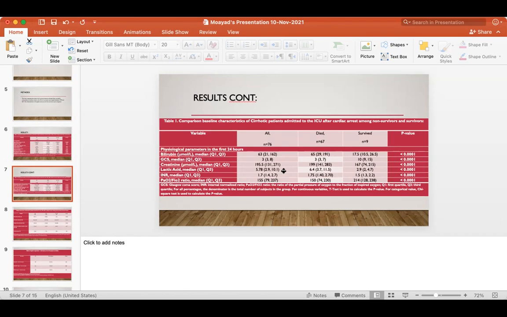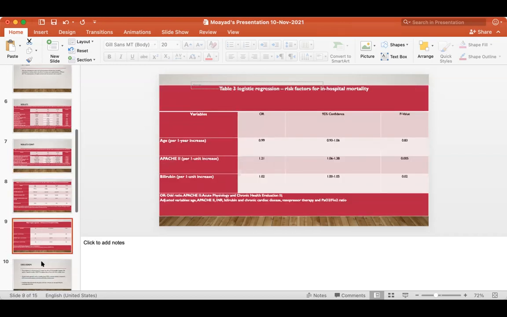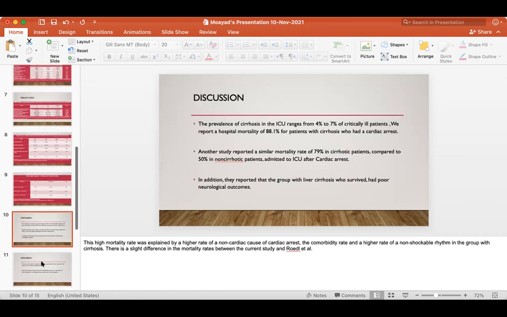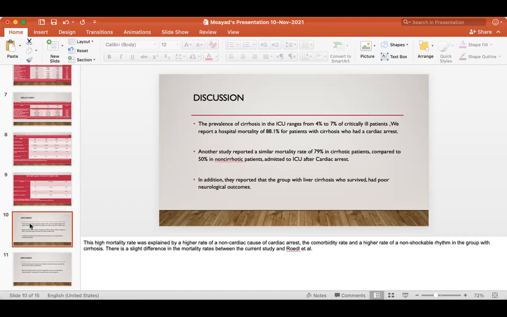So this is the first 24 hours in the ICU? Yes. Post cardiac arrest? Yes. How about the rhythm, Dr. Moyed? Yeah, we have non-shockable rhythm. That's what we reported. We have non-shockable rhythm in all our patients. Sounds good. Any other comments?